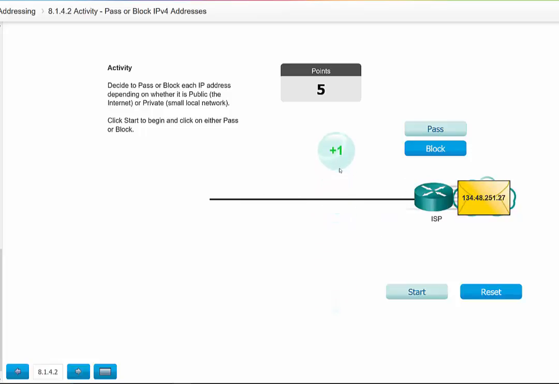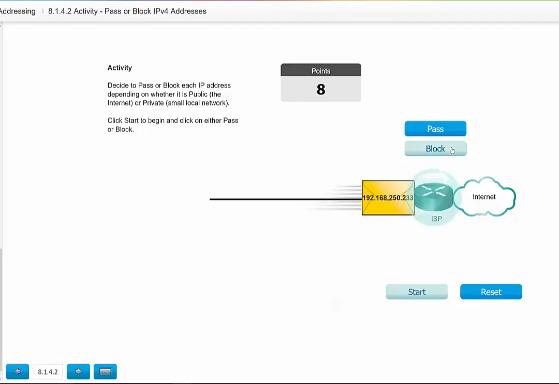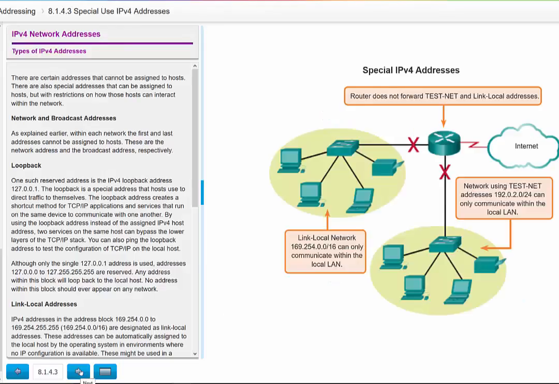If the answer is correct, then you get a +1. This one is okay, it's public. I'm waiting for a private one now. This one is public. Remember, it's 172.16. This one is private, so we have to block it. All right, so that's correct, and so on. That's also a private one, which we have to block. All right, so that's how we calculate that.